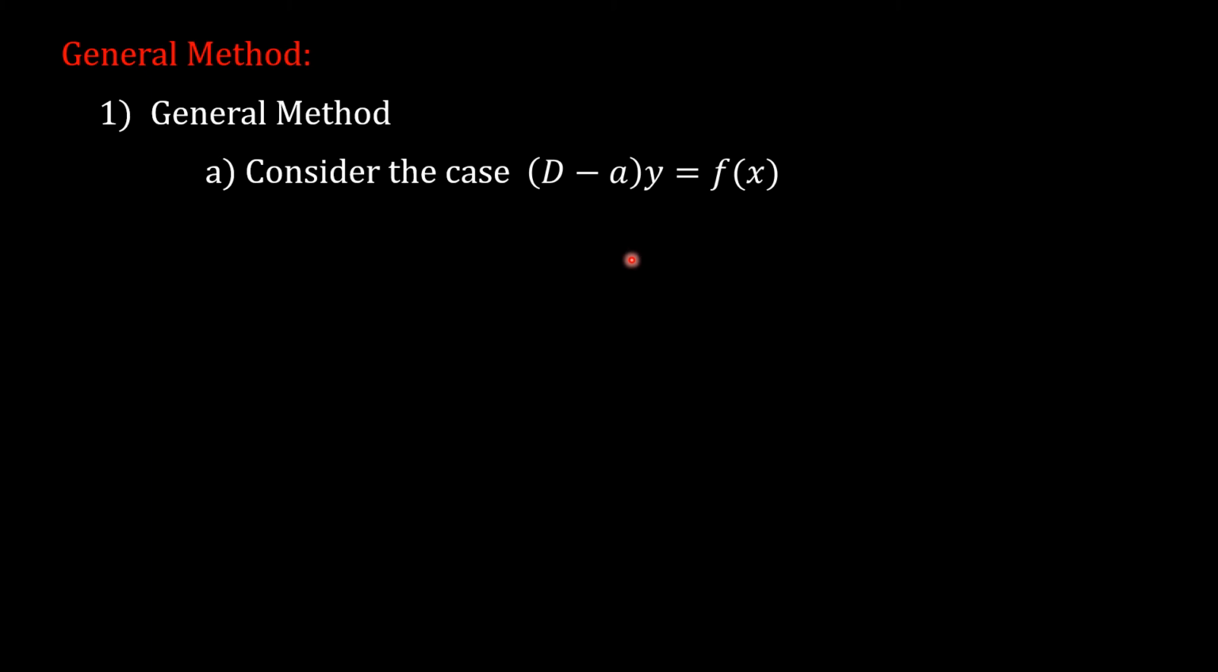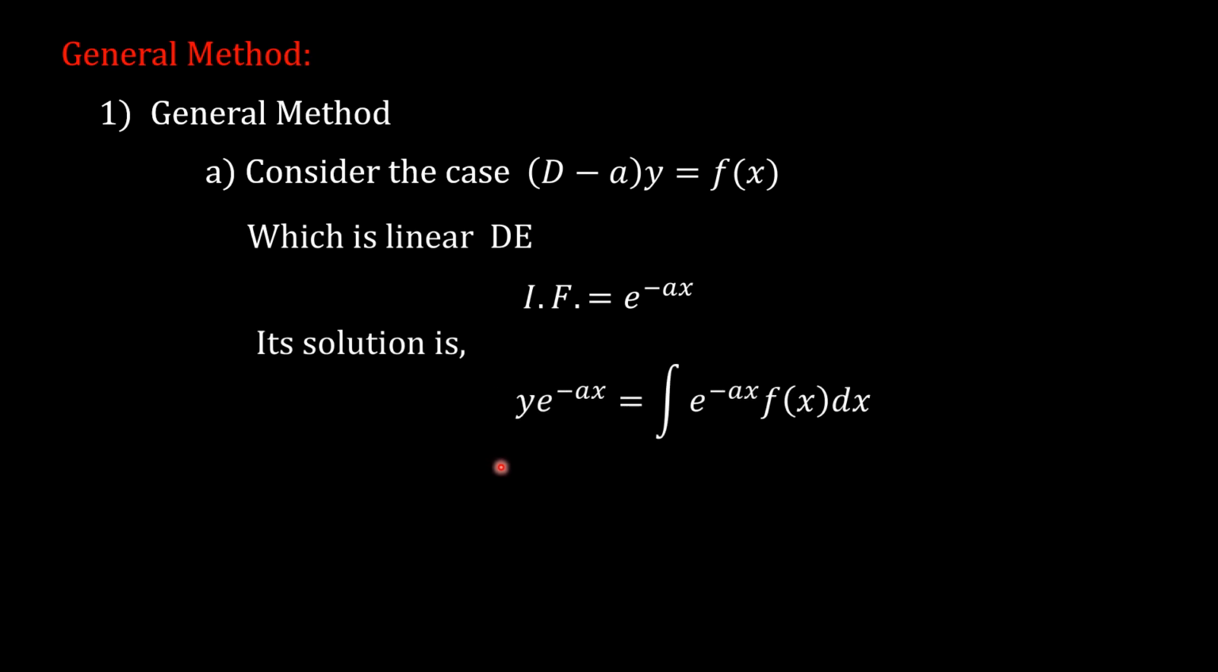We obtain the integrating factor. So that integrating factor will be what? It is e raised to minus ax. Everyone knows how to solve a linear differential equation of first order and first degree. Once we get the integrating factor, then the general solution to this differential equation is given by y into the integrating factor, which is e raised to minus ax, is equal to the integral of the integrating factor into the right hand side function, which is f of x, into dx.